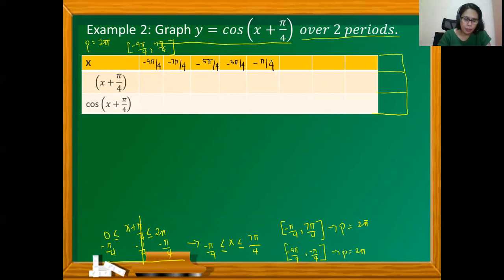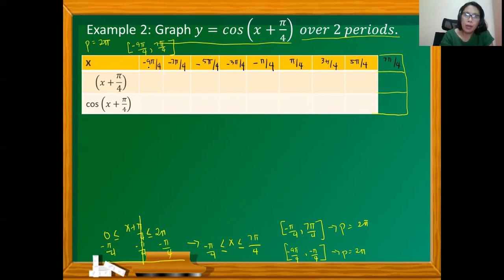And then plus pi over 2, we have pi over 4. Plus pi over 2, we have 3 pi over 4. Plus pi over 2, we have 5 pi over 4. And plus pi over 2 will get 7 pi over 4. Okay? Now, as we evaluate x plus pi over 4, we'll go back to the quadrantal values.